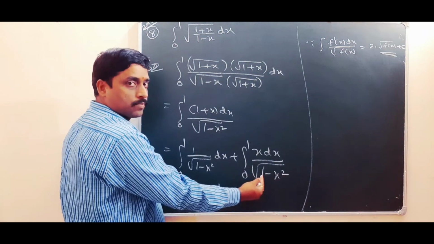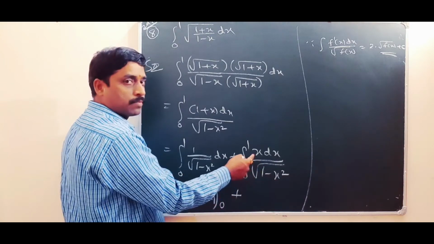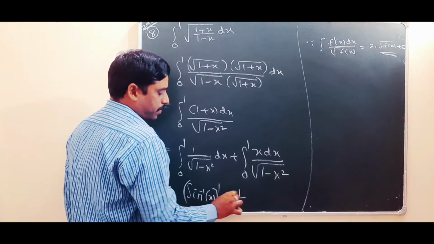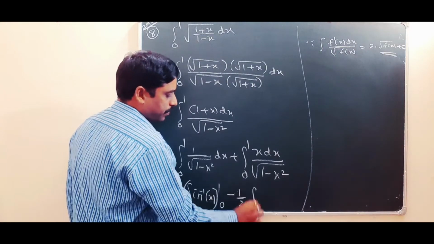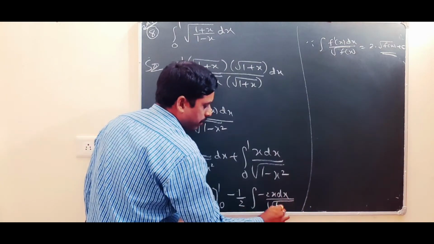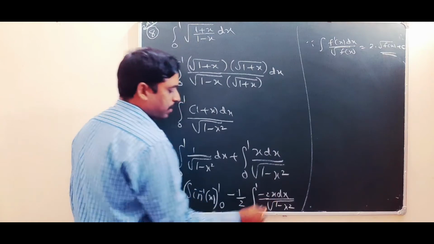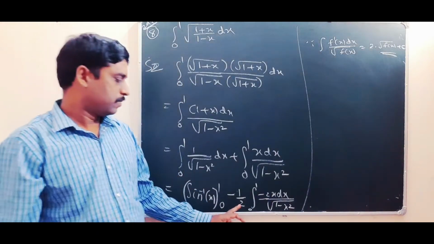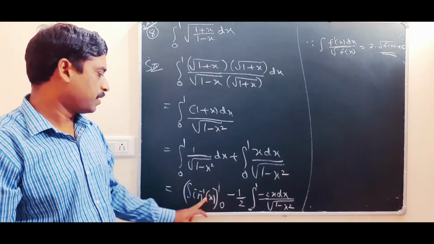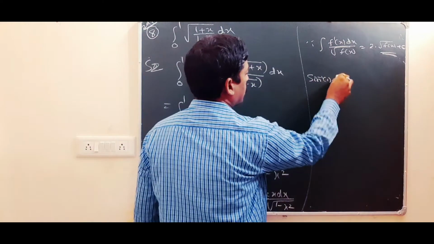Differentiation of 1 is 0, differentiation of minus x square is minus 2x. But in the numerator only x is there. So divide and multiply by minus 2: minus 2x dx by root 1 minus x square, limits 0 to 1. First write the expression upper limit: sin inverse 1 minus sin inverse 0.